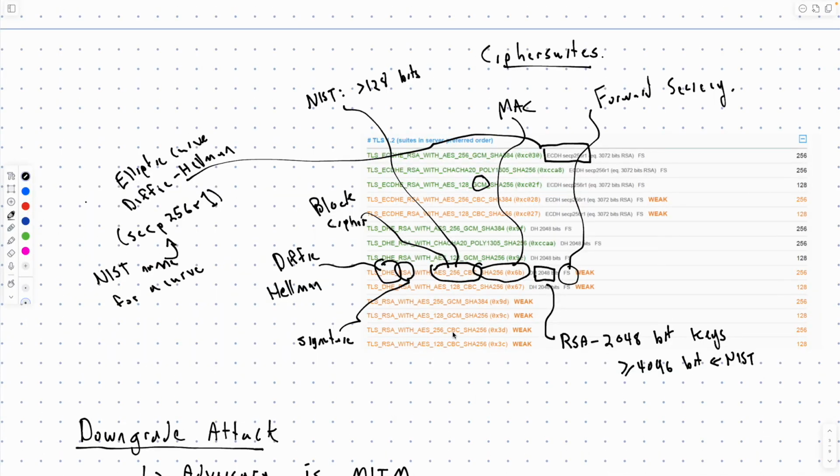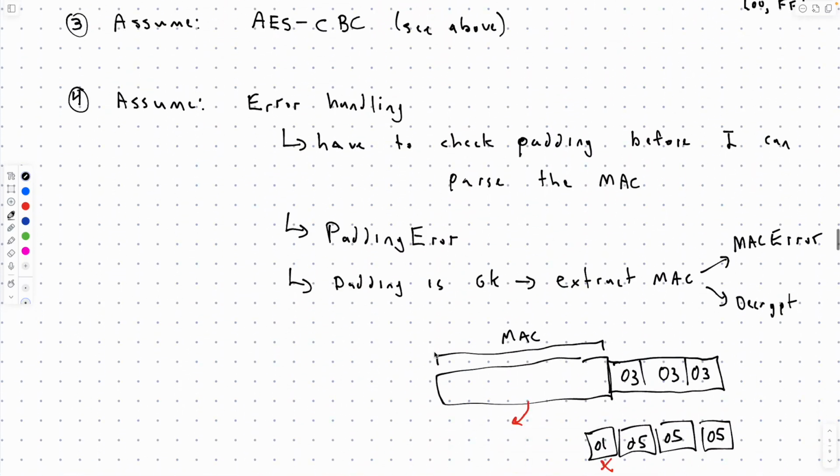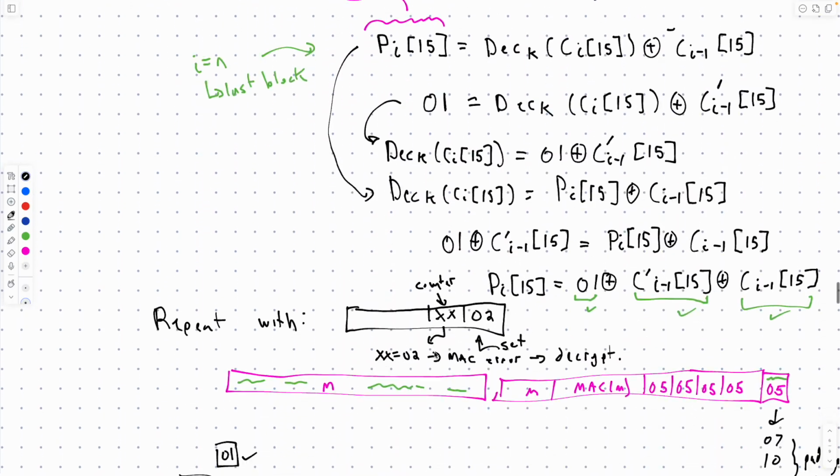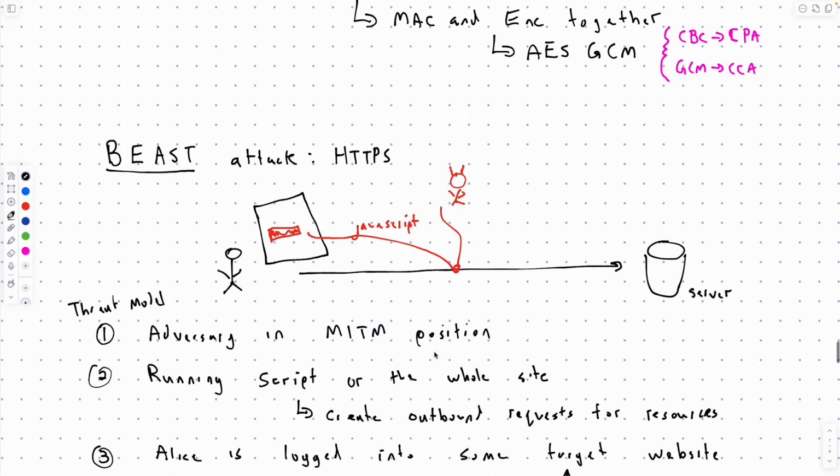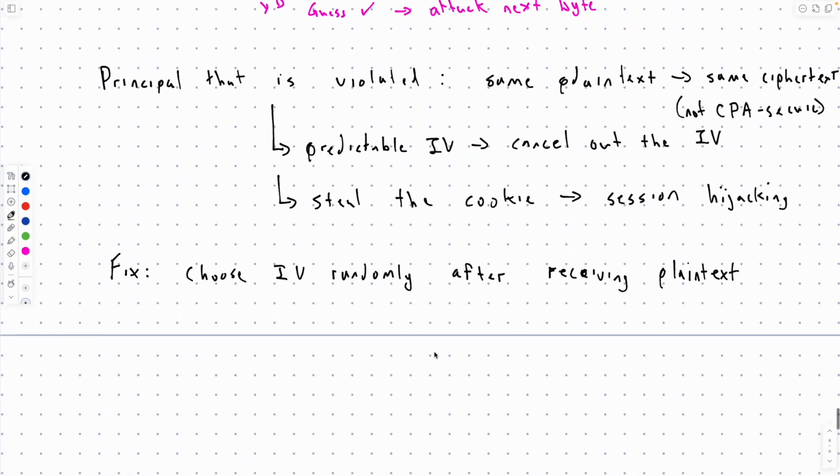I think you can see CBC here. It's considered weak, but anyways, it's still an acceptable parameter. And like you said, the downgrading is impossible because of the MAC that they put. Correct, yeah.